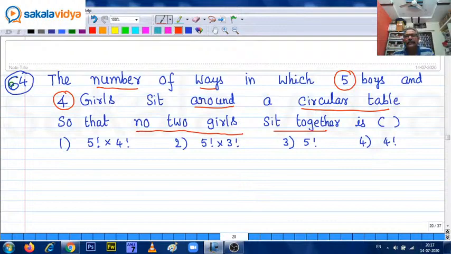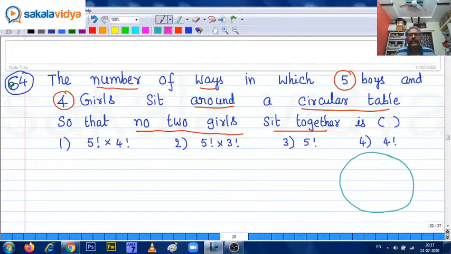So first, there is no restriction for the boys. Let the 5 boys be arranged around the circle in 4 factorial ways. But among the boys, how many blank places are there? Within the blank places, we need to accommodate 4 girls. That can be done in how many ways? Let us see now. This is circular permutation, understood now.